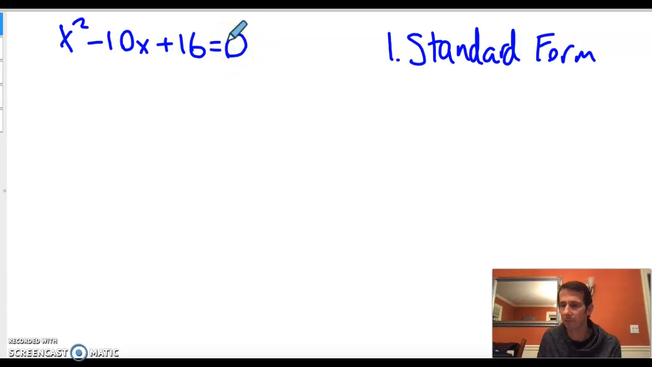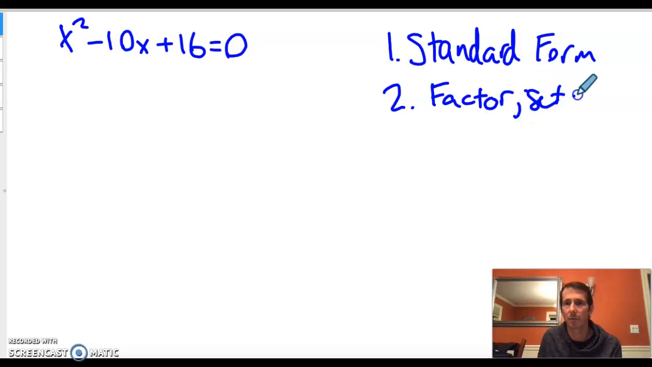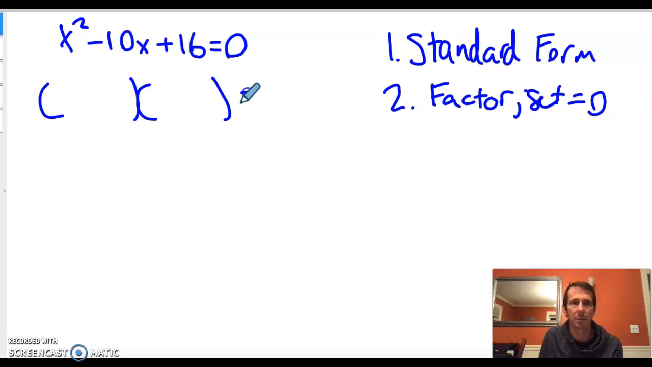And then once you're in standard form, your second step is to factor and then set those equal to 0. So we worked on this as well. Factoring this means putting the little parenthesis pair, because there's 2 of them, figuring out what multiplies to 16 that adds to 10. Because it's x squared, the first 2 terms have to be x and x, because this is that FOIL process backwards. And we practiced some factoring as well.